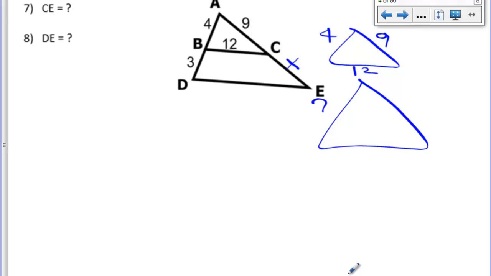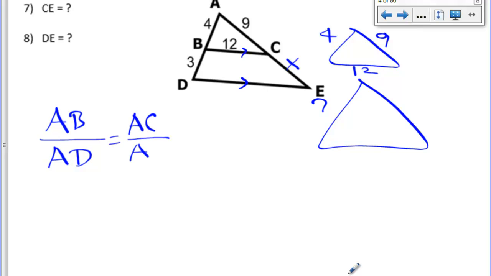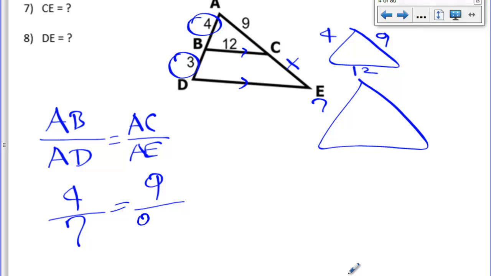So let's call CE x. Well, because BC is parallel to DE, we have the following proportion: AB over AD is equal to AC over AE. The length of AB is given, it's 4. The length of AD isn't given, but we can figure it out by adding up the two lengths, so technically it is given. AC is 9, and the measurement of AE is 9 plus x. So I will use this proportion to solve for x.